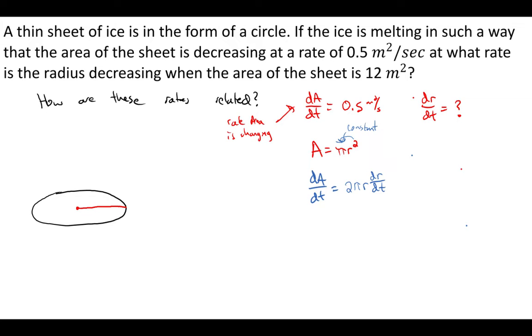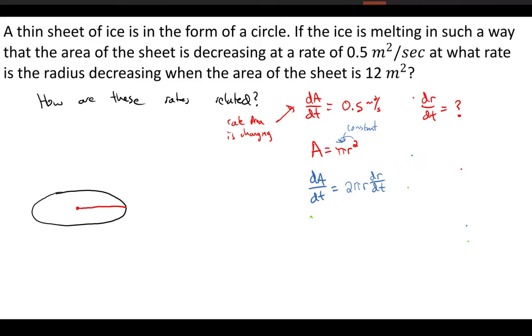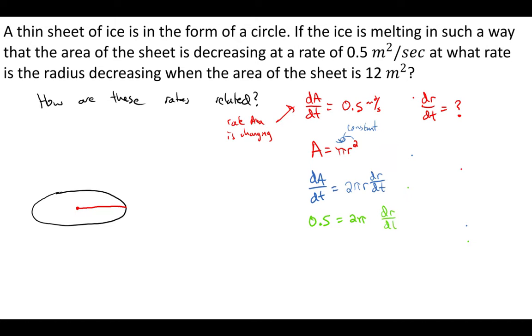Now notice this is good because we've got a dA/dt, which we know, and a dr/dt, which we want to know. So that's great because we figured out how to relate those two variables. The only problem is if we start substituting here, plugging in what we know, dA/dt is 0.5 equals 2 pi, we don't know what r is. And that's a problem because we can't have two unknown variables. We need to figure out dr/dt, but if we don't know what r is, we can't solve that. So we need to figure out what r is in some other way.